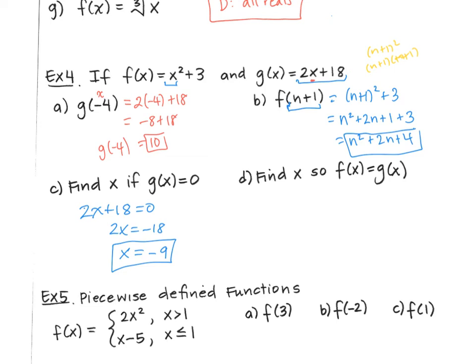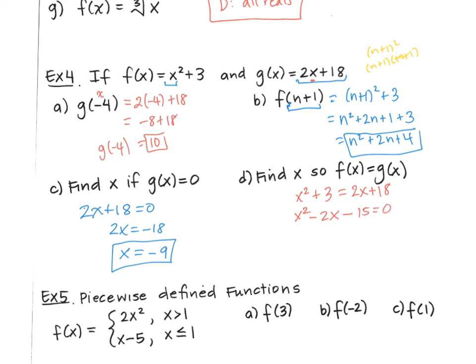The last one with function notation says find x so that f of x equals g of x. So f of x is x squared plus 3. I want to set it equal to g of x, which is 2x plus 18. They want me to find the x values for which this works. Since I see there's a squared, I'm going to get 2 answers. I'm going to leave the squared alone, minus the 2x over to this side, and minus the 18, so that's minus 15.